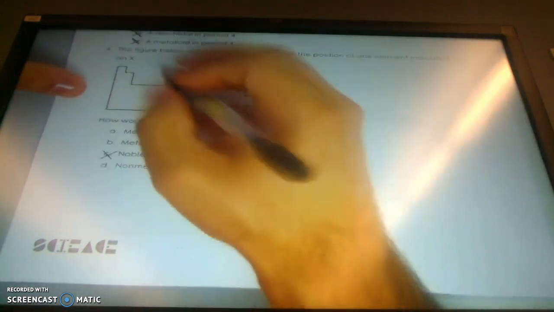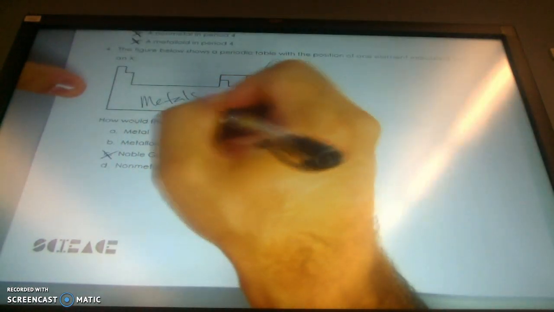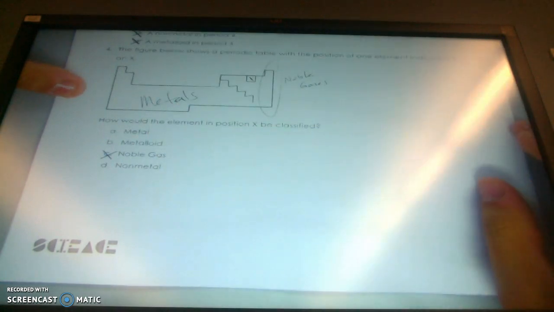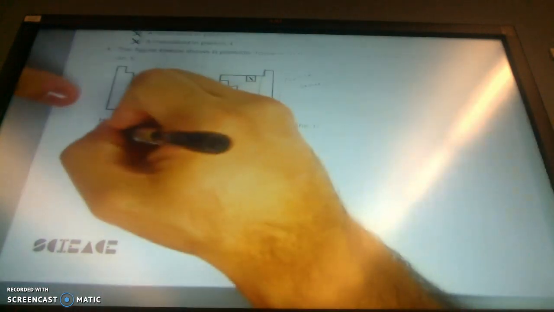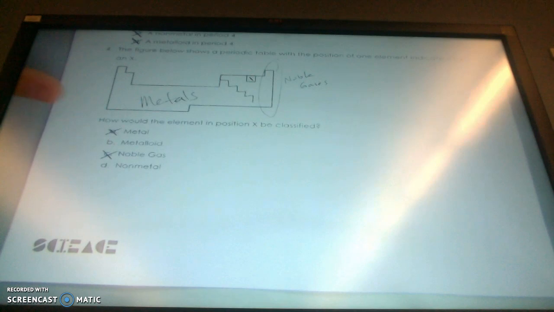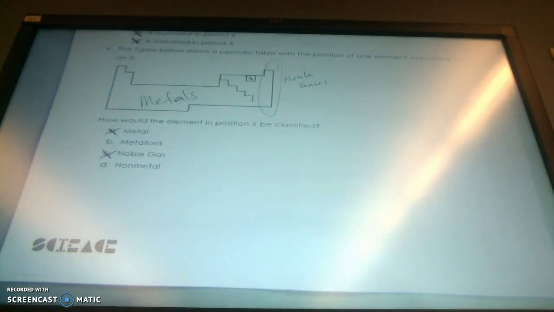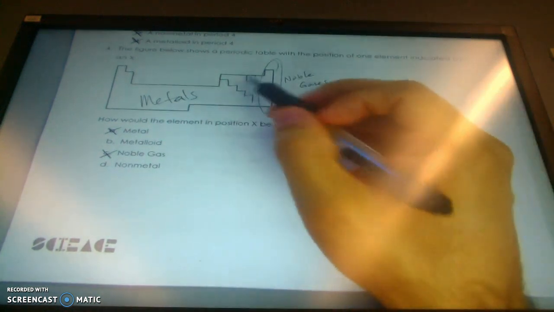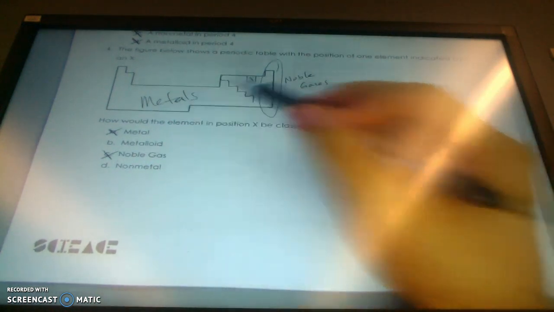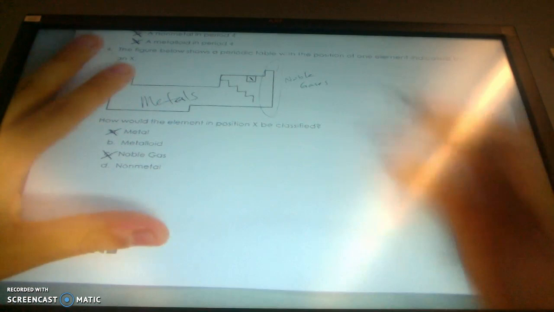Okay, everything to the left, that's where all the metals are. So I don't think X is a metal, so I'm going to go ahead and cross off A. So I narrowed it down to B and D. And it's kind of tricky because it's in this non-metal corner, but maybe it's touching the staircase, so I'm going to try and figure out some more.